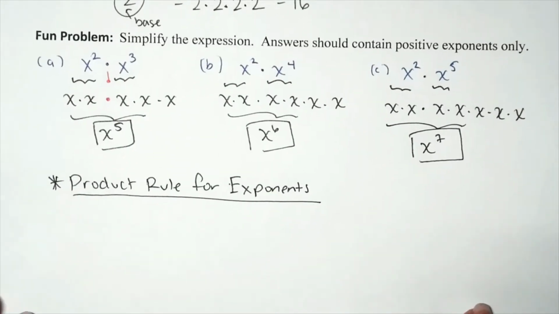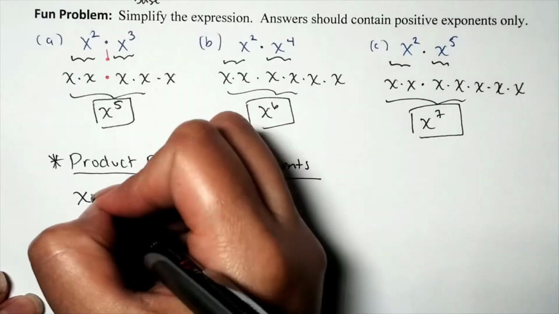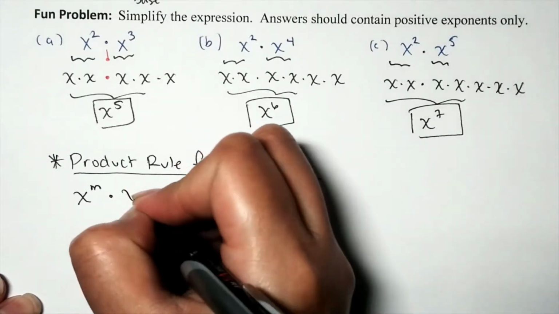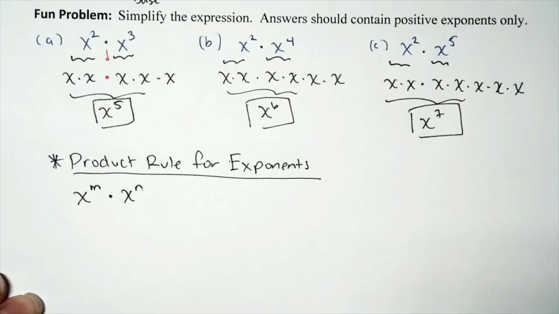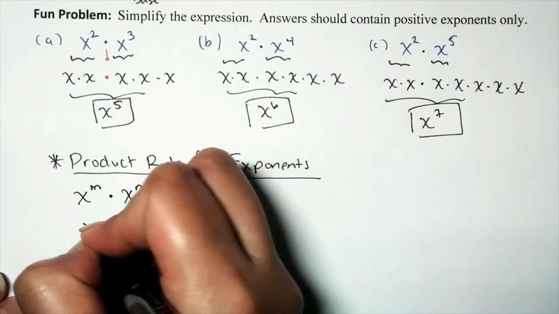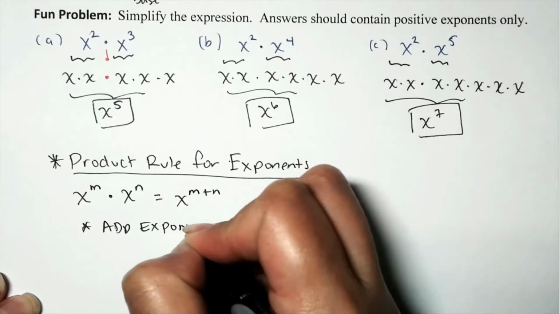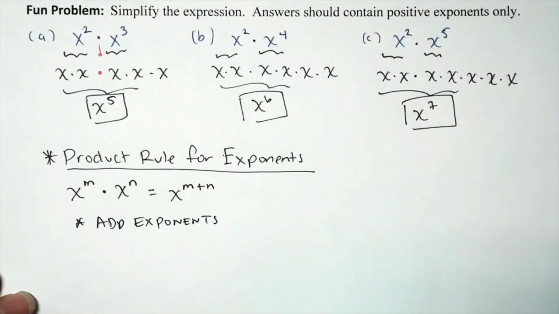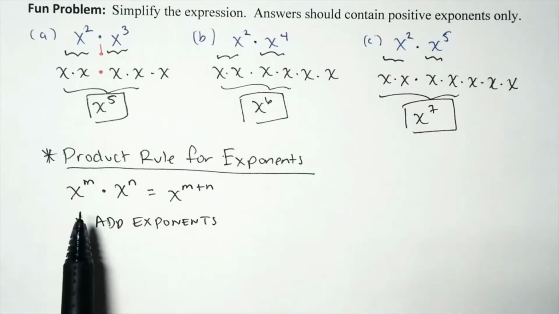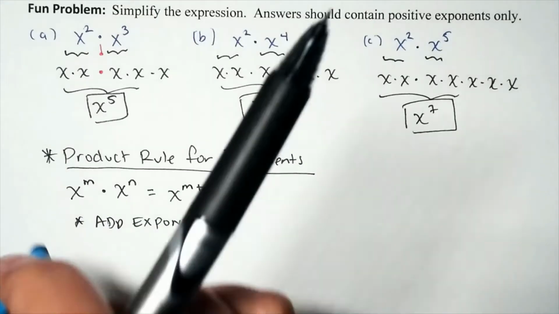So the product rule for exponents says this: if you have some factor raised to the nth power, and you're multiplying it by another factor that has the same base, how are you gonna handle it? Okay, you're gonna keep the base and add the exponents. So let me just put a little love note: add exponents. Okay, so in short version, if you're multiplying two things that have the same base, you're going to keep the base and add the exponents.